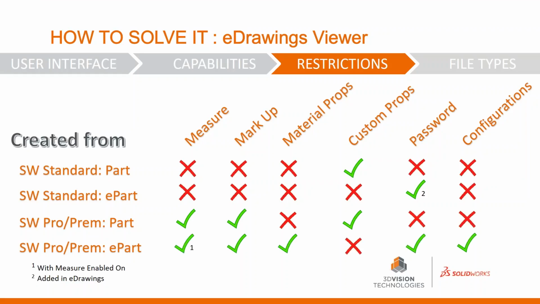So, summarizing that a little bit, when we're viewing in eViewer still, but viewing parts that came from SOLIDWORKS Pro or Premium, that have eDrawings Professional, we get those measure and markup capabilities over there, the ability to view configurations when looking at the E versions, the E files, and also password protect right in the SOLIDWORKS model itself. Don't have to do it at the eDrawings level.